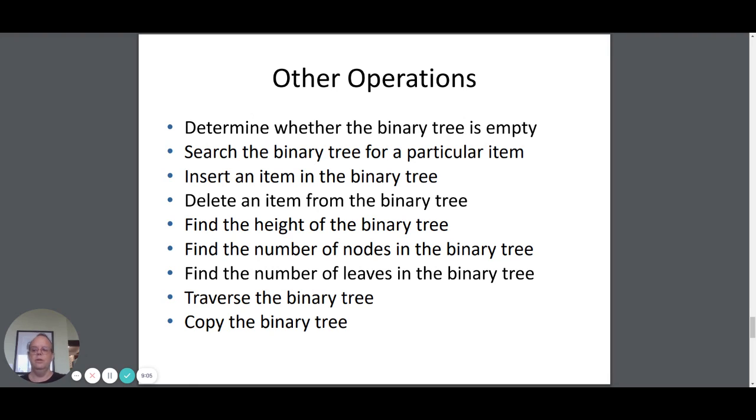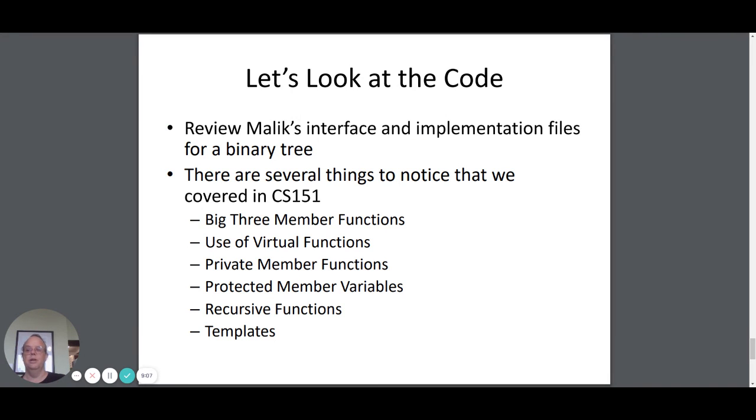So when you look at the code from Malik, you're going to see a number of different things, and this is why we cover a lot of the stuff we cover in 151. You'll notice that there are the big three member functions. There is use of virtual functions, so we have an abstract class that is a container for the entire set of different types of binary trees. There are private member functions, protected member variables, recursive functions, and templates. So there's a whole heck of a lot going on.